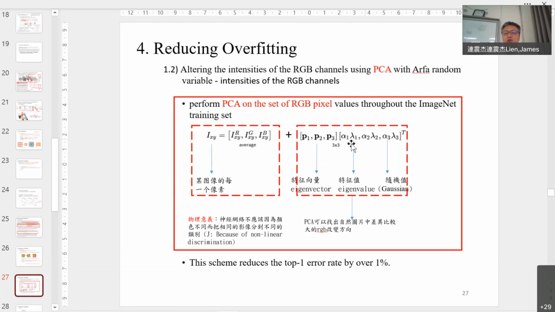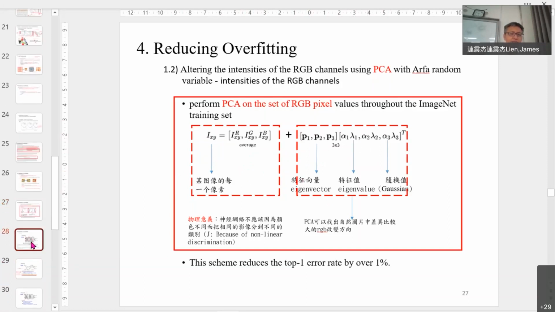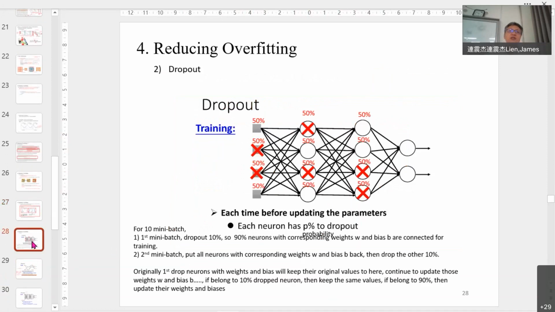And then you change the variance, actually it is the eigenvalue. Okay, sorry, it's the eigenvector. So that's for the data, the image augmentation.